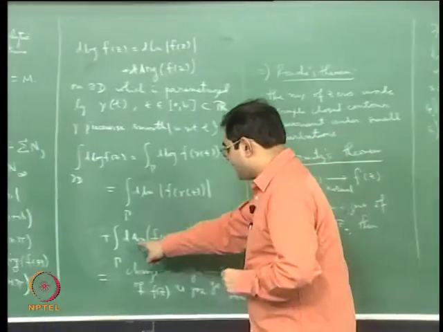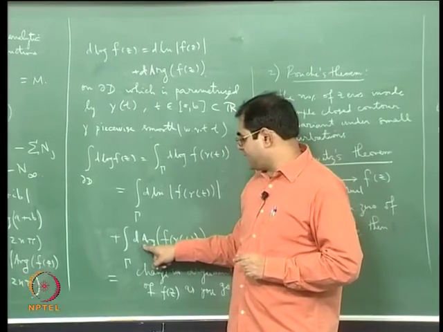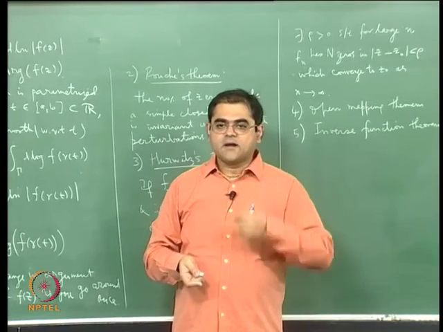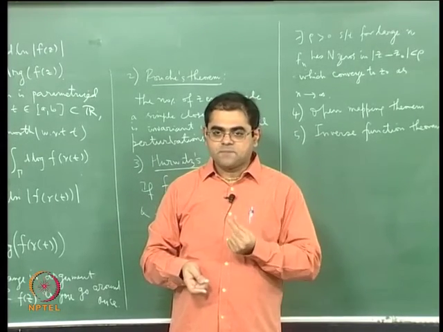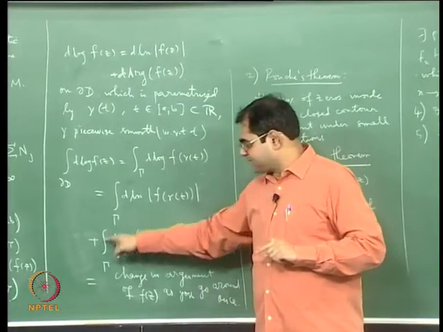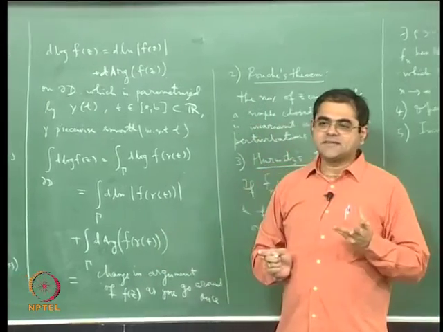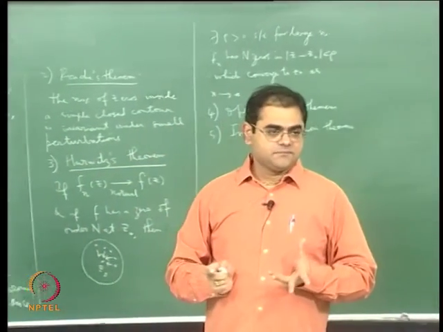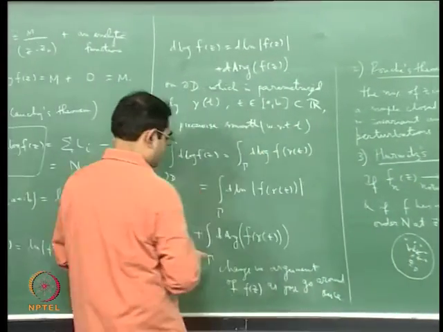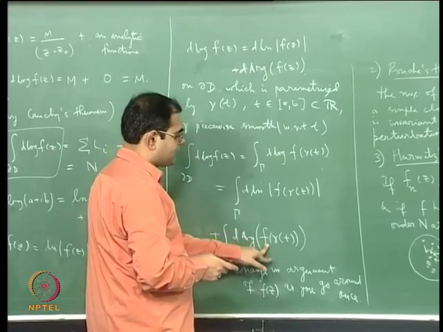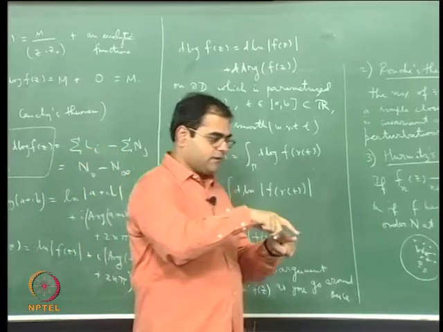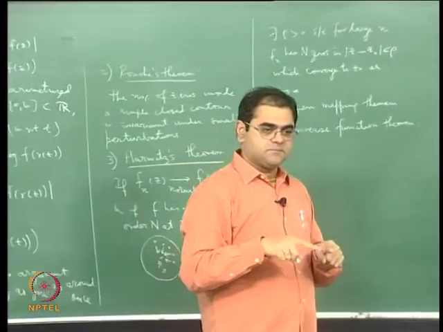Instead of taking arg, which is one branch, suppose I had taken arg prime, which is some other branch, then arg and arg prime will differ by say some 2 m pi, but when you take the difference the 2 m pi will cancel out. So this quantity, which is a change in the argument, is not going to change. Roughly, what you must try to understand is that when you calculate this logarithmic integral over the boundary, you are actually getting the change in the argument of the function.